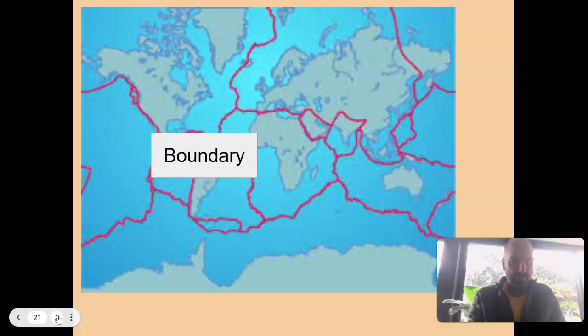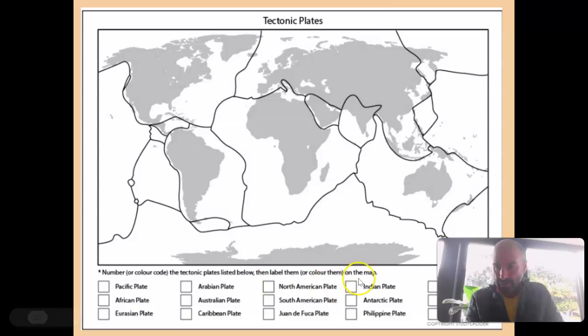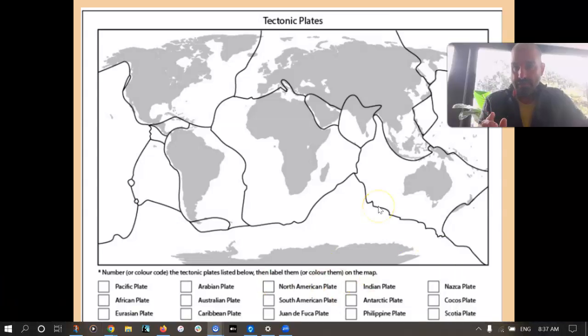A boundary. At this point, I do want you to pause the video, and in your notebook, you don't have to draw all of this map. Certainly do not draw the continents. Just outline a few of the plates, and then down here are the names of the plates. Label them.